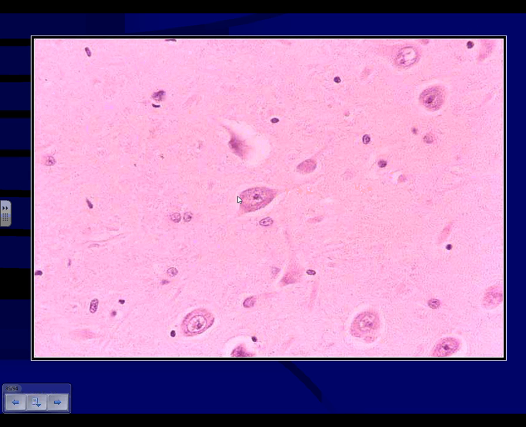Another picture, so the larger cells are the neurons with the processes going this way and that way. And it's a little hard to tell, but this is probably an oligodendrocyte here, and this is probably an astrocyte.